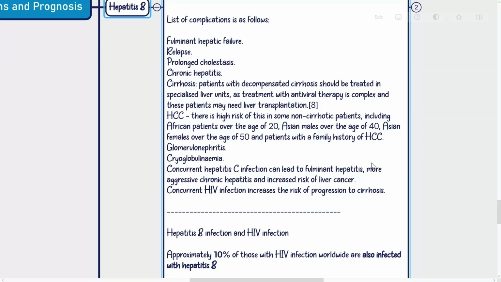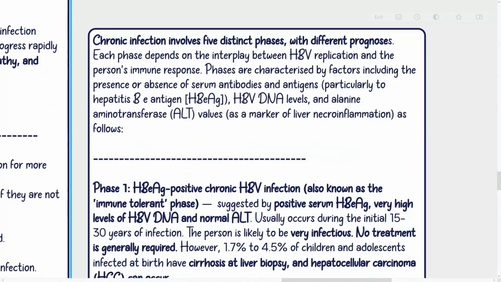HCC. Glomerulonephritis, cryoglobulinemia. Concurrent hepatitis C infection can lead to fulminant hepatitis, more aggressive chronic hepatitis, and increased risk of liver cancer. Concurrent HIV infection increases the risk of progression to cirrhosis.